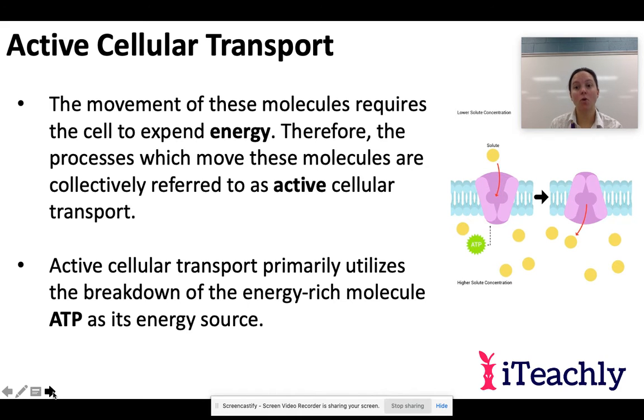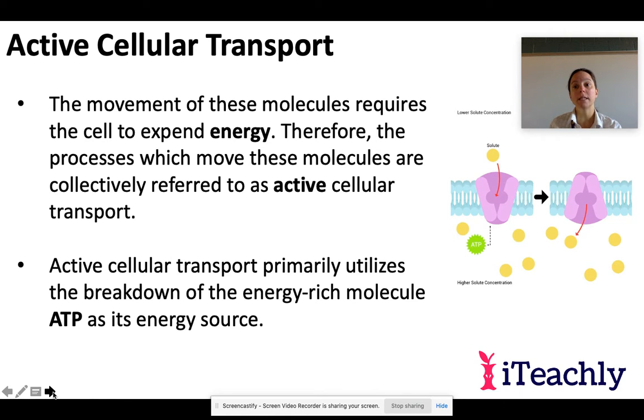Because of that, we need energy. Okay, energy is required to move those molecules against that high to low concentration. So really what's happening is we're keeping the concentration high on one side and low on the other, depending on the needs of the cell. So if I want to keep salt out of my cell, I want low amounts of salt in my cell. So I need energy. My cell needs energy to do that. That's why it's called active transport.